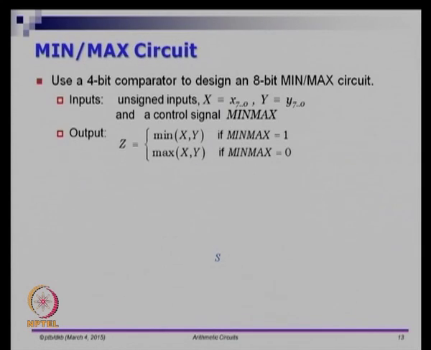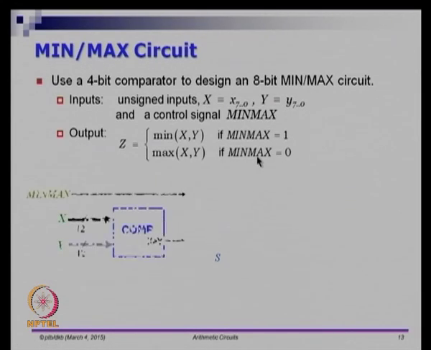Then I want to show you another circuit called the min-max circuit. A min-max circuit is one which takes 2 inputs x and y, and it takes a control signal called min-max. The output z will be equal to minimum of x comma y if min-max is 1, it will be equal to maximum of x comma y if min-max is 0. So to design a circuit like this, you could do this.